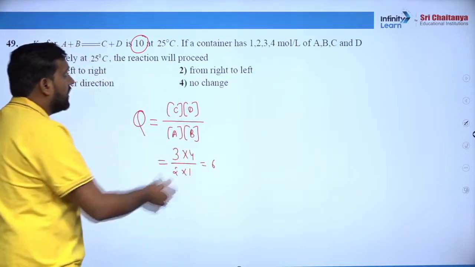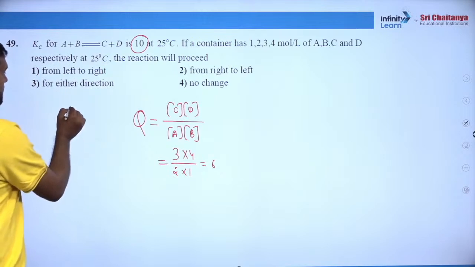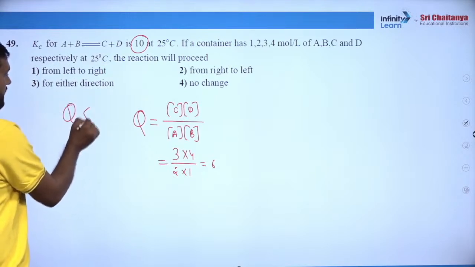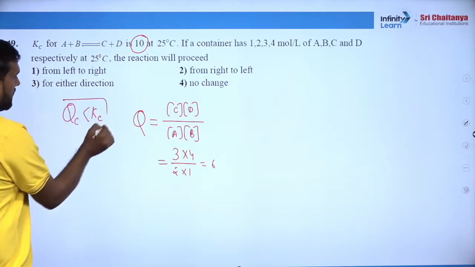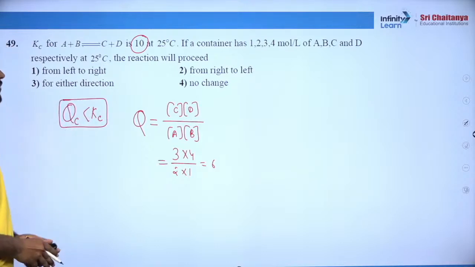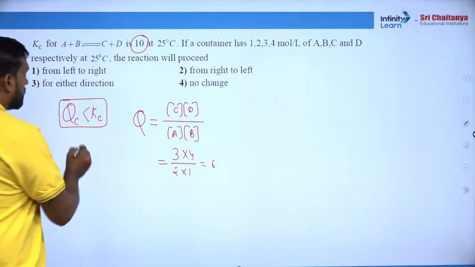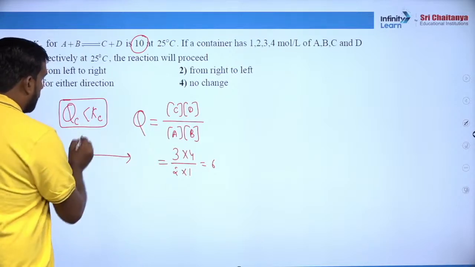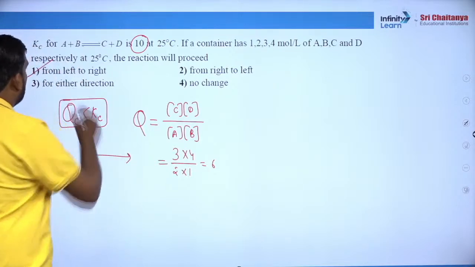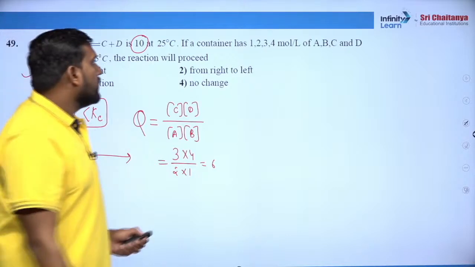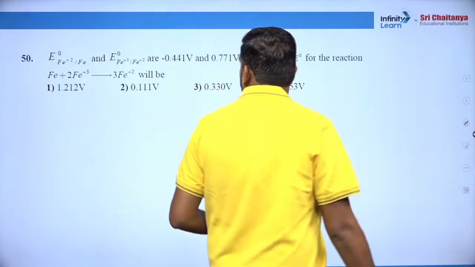So if you look here, then you will easily say that Qc is less than Kc. And if Qc is less than Kc, the reaction will move in the forward direction to achieve equilibrium. Okay, so it will move like this from left to right. So the correct answer will be option number 1. Going for the next question.